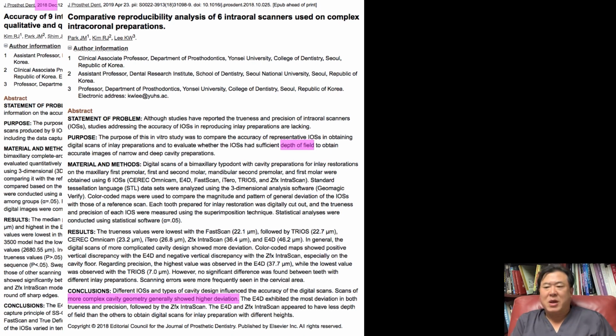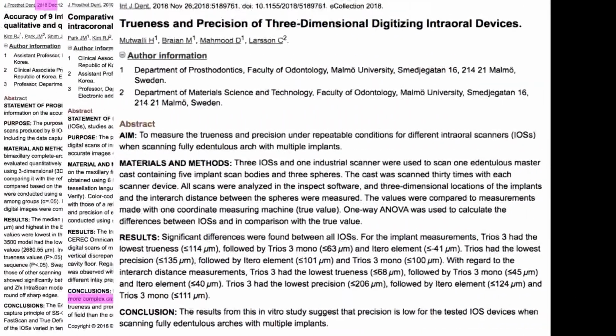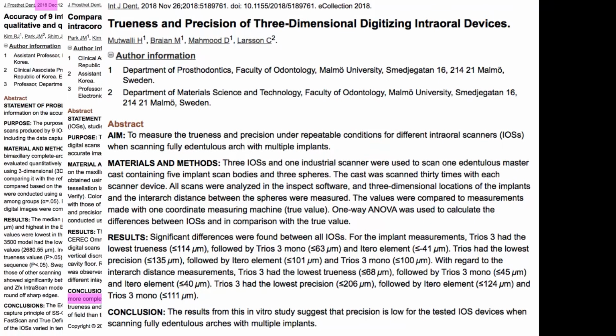Why not long span case? When it comes to intraoral scanners, scientific literatures are not very supportive of this device, and none of 2019 articles that I found support the use of intraoral scanners for long span cases for several reasons. They are not accurate. The precision and trueness is inferior.